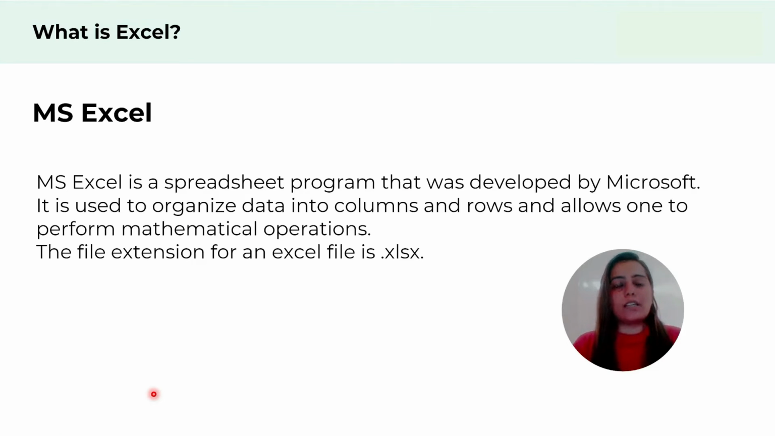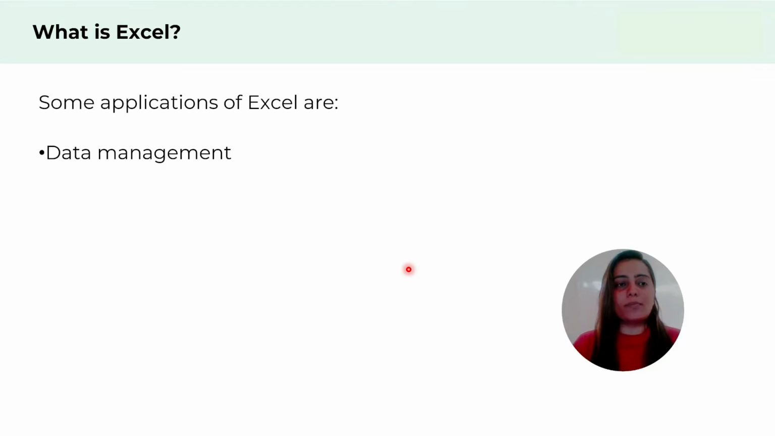What is Excel? Excel is a spreadsheet program that was developed by Microsoft and hence this prefix MS, which stands for Microsoft. It is used to organize data into columns and rows and allows one to perform mathematical operations. The file extension for an Excel file is .xlsx, that we'll see in a moment.